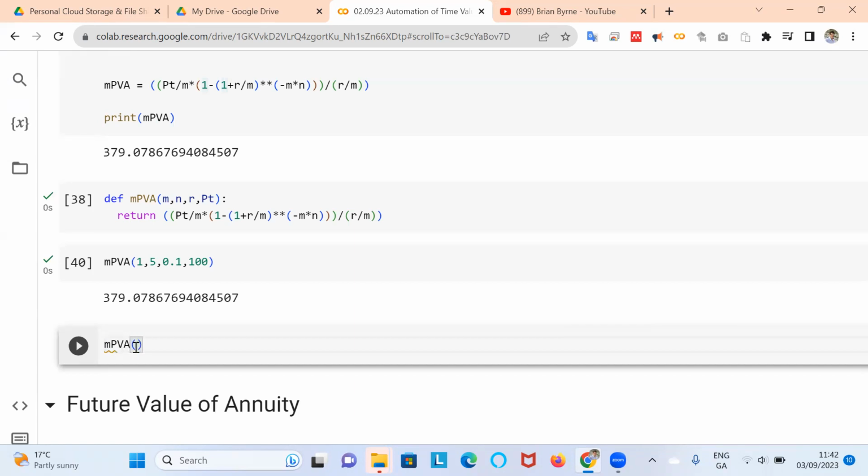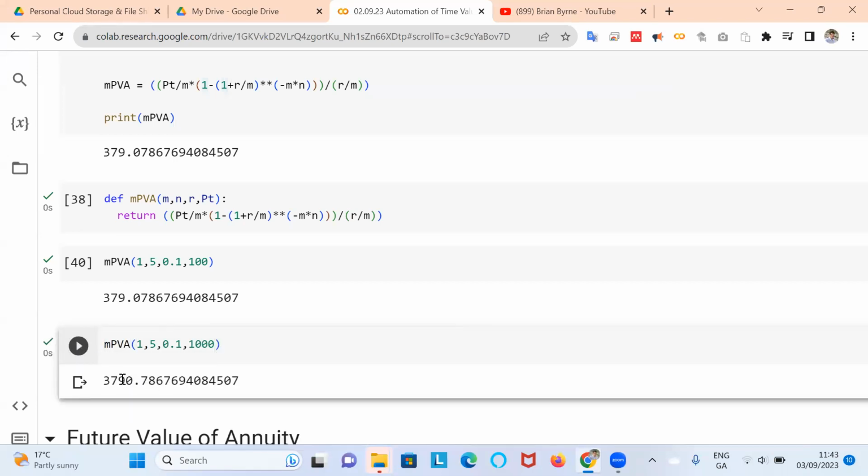Okay, and then we'll put in, we'll say, okay, it's for 1 year, comma, it's once a year. And then it's prompting me, okay, how many years? It's 5 years. And then what's the rate of interest? I'm going to say it's 10% as before. And then instead of using 100, I'm just going to jump to 1000.